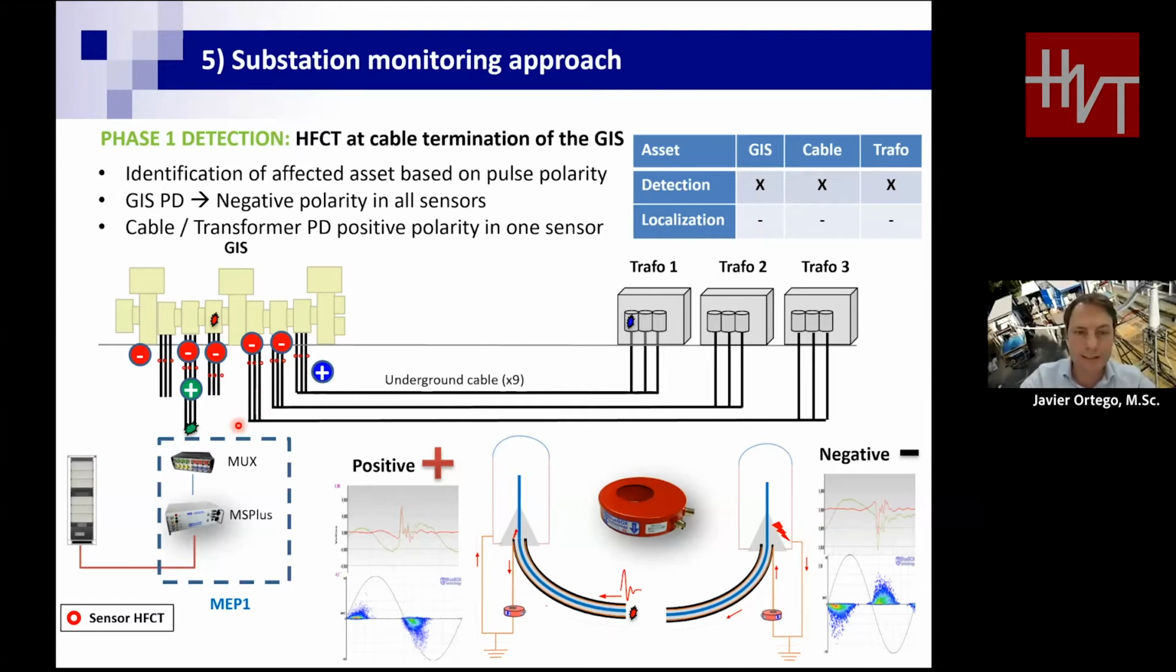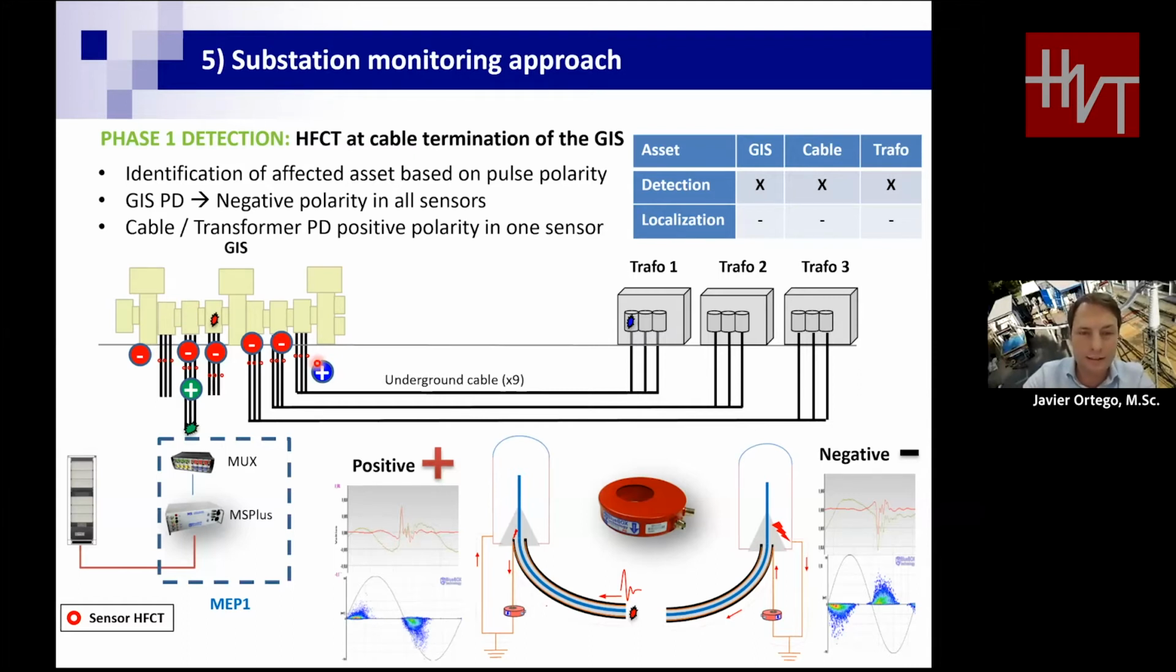Applying this analysis, in this picture we have some examples. If we have a PD coming from the cable, from one of the lines, like the green defect, we will have positive polarity for the sensors of the line and negative polarity for the rest of the sensors. If we have a PD inside the GIS, we will have negative polarity for all the sensors.